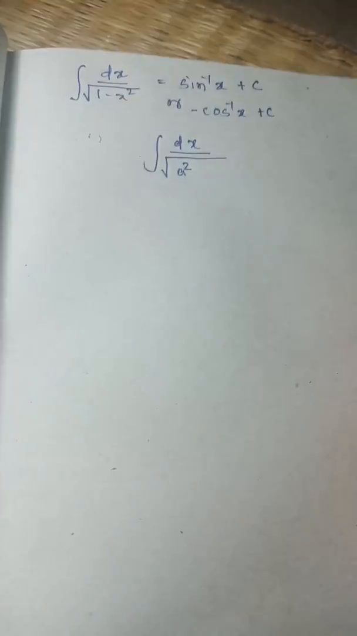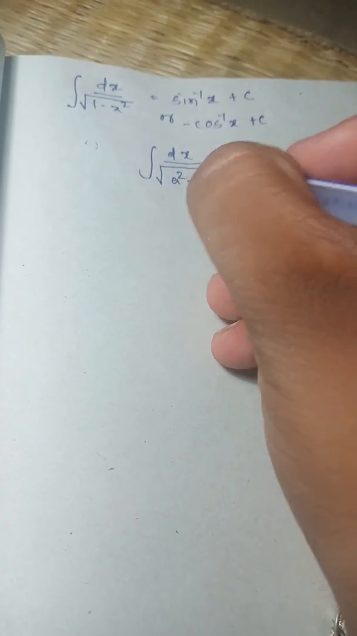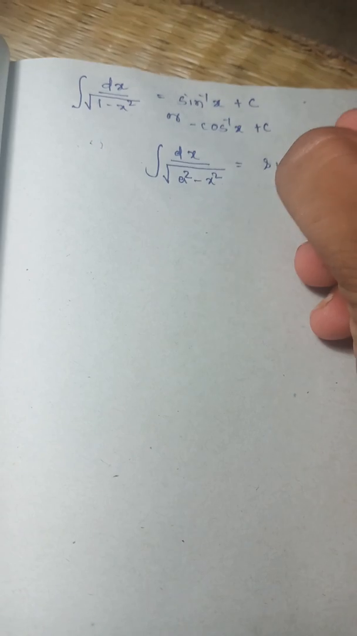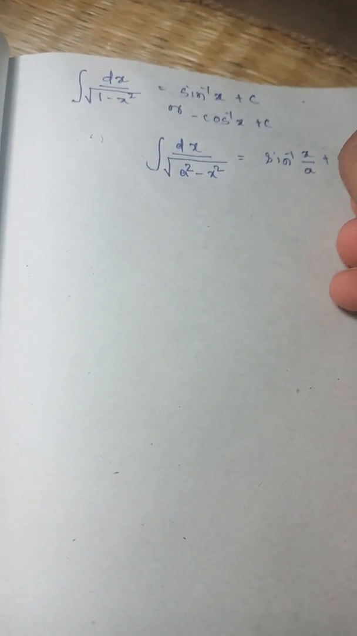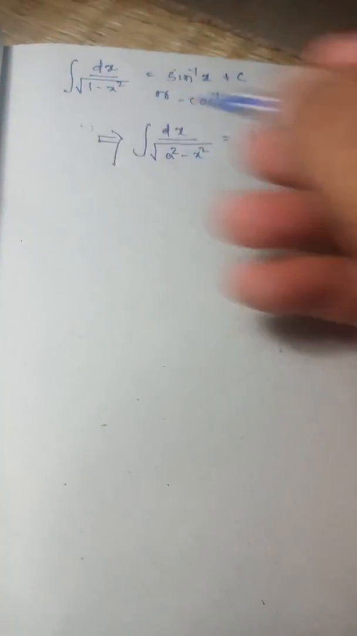But what we are going to prove in CHSE, this chapter in the exercise of 9D, is the formula: integration of dx by root over a square minus x square is equal to sine inverse x by a plus c. This is the first formula and I am here to prove it.